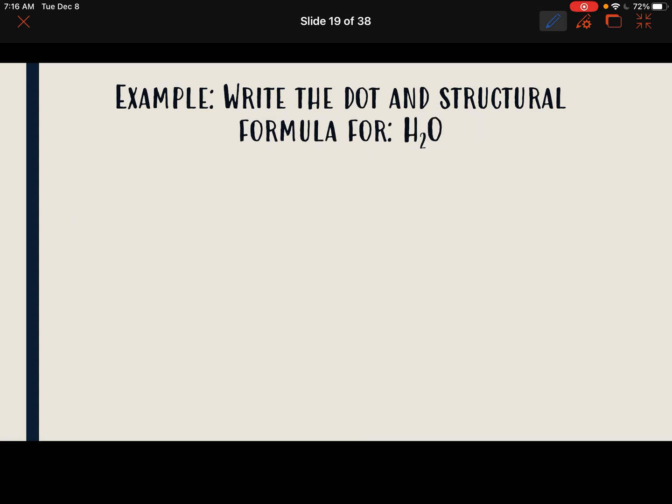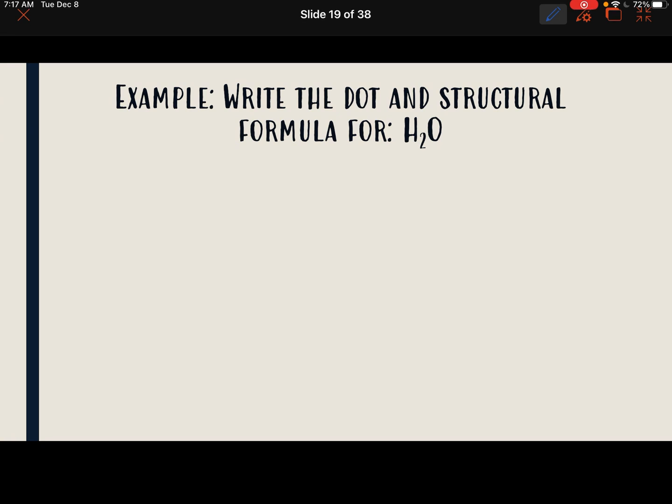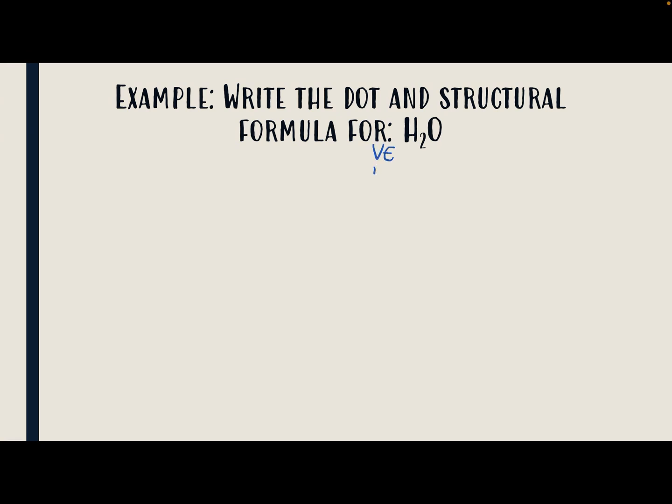All right, next one, H2O. Now we have 2 different elements in a compound. We have 2 hydrogens and 1 oxygen. So we need to determine the valence electrons and the number of bonds for each. So hydrogen has 1 valence electron and needs to make 1 bond. Oxygen has 6 valence electrons and it needs to make 2.